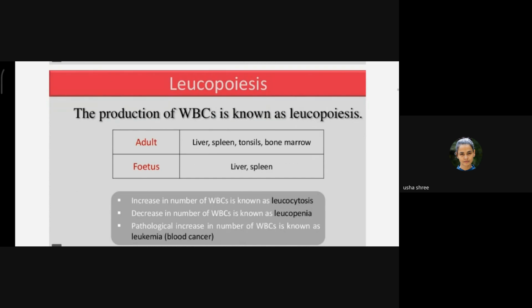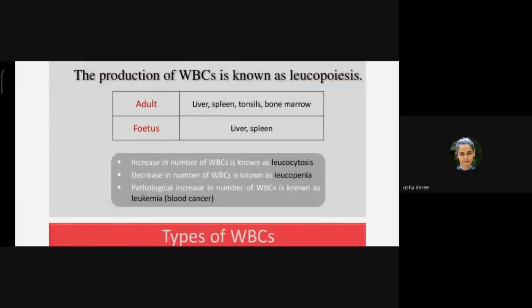Now again, similar terms in case of white blood cells. Increase in WBC is known as leukocytosis, and decrease in number of WBC is known as leukopenia. Pathological increase in number of WBC is known as leukemia or blood cancer. Okay, leukemia is another term for blood cancer.